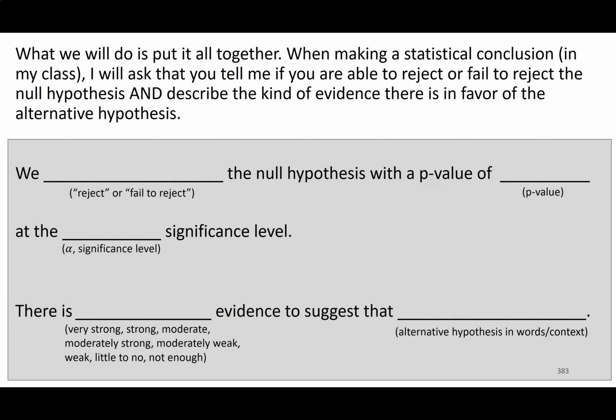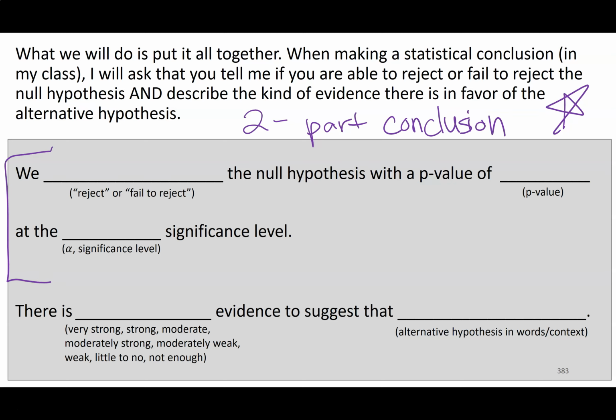So this is a template that I really strongly recommend making sure you have this information somewhere. So this is our two-part conclusion. This is our template. So this is our first part, where we say we either reject or fail to reject the null hypothesis with a p-value of, and then you can put the number here.